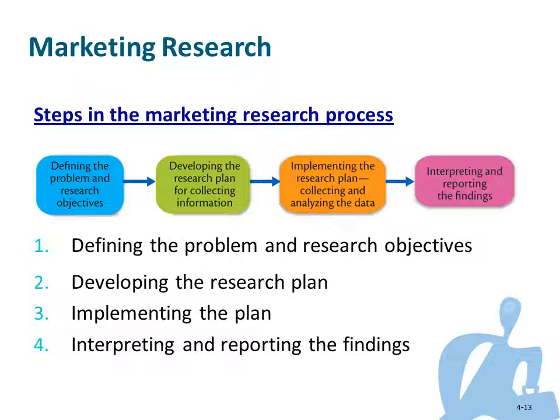The marketing research process consists of four steps. The first step is defining the problem and research objectives. The second step is developing the research plan for collecting information. The third step is implementing the research plan, collecting and analyzing the data. And the fourth step is interpreting and reporting the findings.